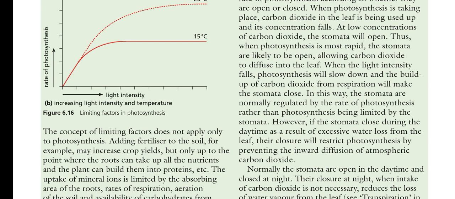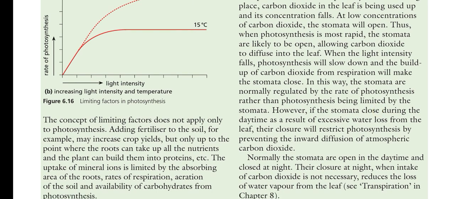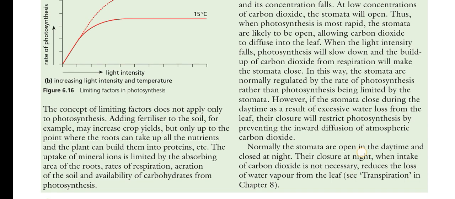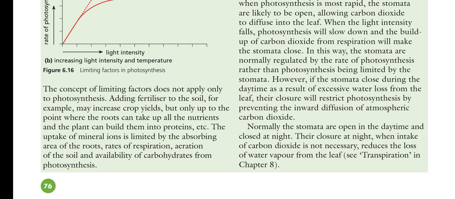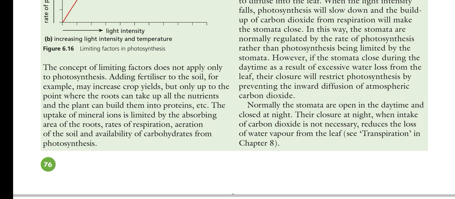When the light intensity falls, photosynthesis will slow down and the buildup of carbon dioxide from respiration will make the stomata close. In this way, stomata are normally regulated by the rate of photosynthesis rather than photosynthesis being limited by stomata. However, if the stomata close during the daytime as a result of excessive water loss from the leaf, their closure will restrict photosynthesis by preventing the inward diffusion of atmospheric carbon dioxide.